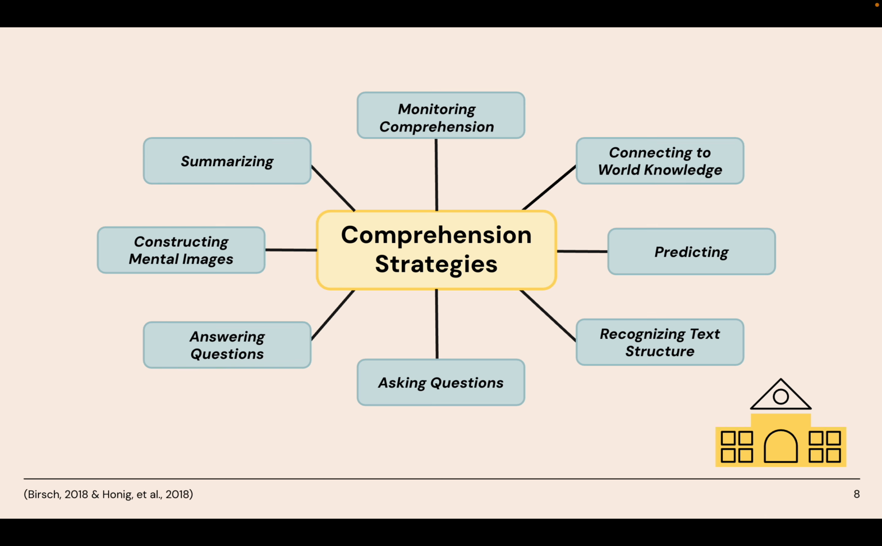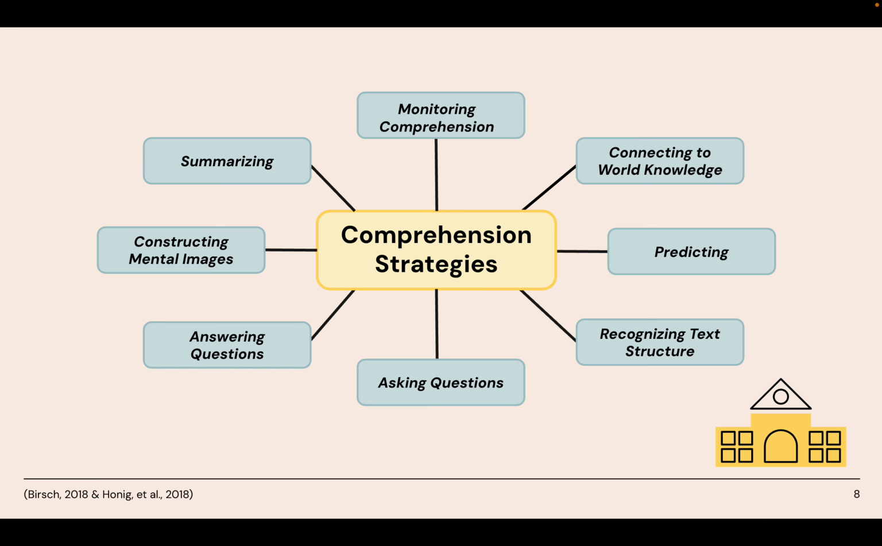Constructing mental images is a really great comprehension strategy where students can visualize in their mind and walk through what they're seeing in their mind as they're reading. And this is a really great tool to facilitate the awareness of metacognition and what your mind is doing as you're reading. Are you building that visual picture of the characters and the story? And that all helps you understand the text more.